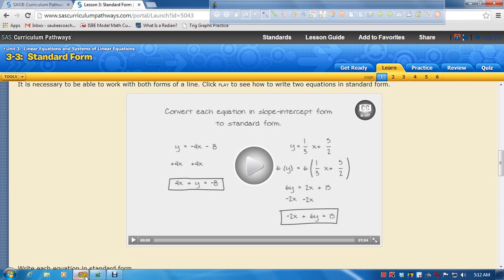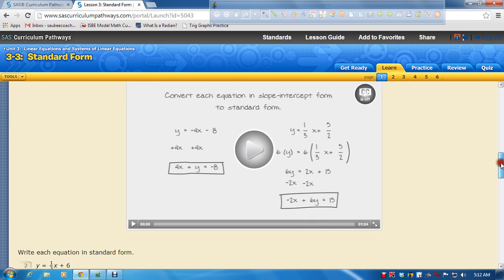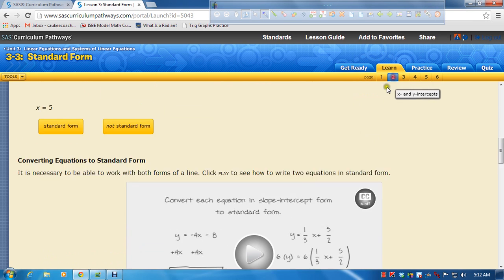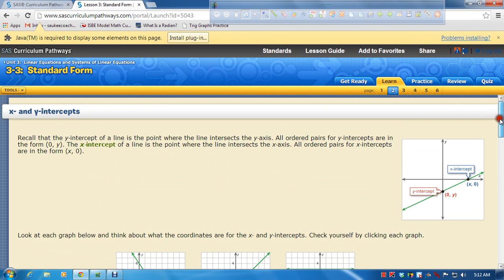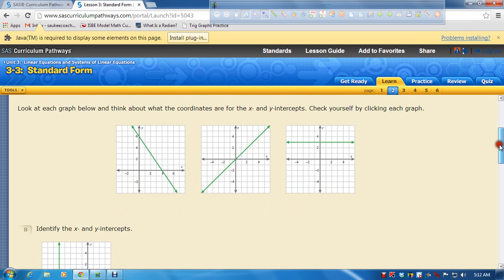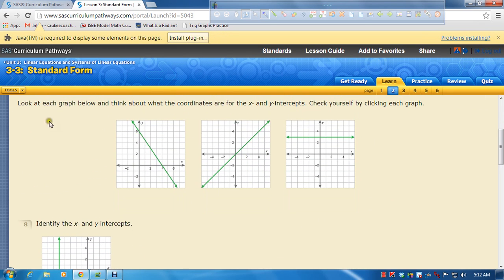So let's look at another example here just to make sure we can pick out the x and y intercepts. I guess this isn't really a video, but I want you to look at each graph below and think about what the coordinates are for the x and the y intercepts. So just think to yourself, what are the coordinates of this point right here, and what are the coordinates of this point right here? Think about an ordered pair for each one of them.